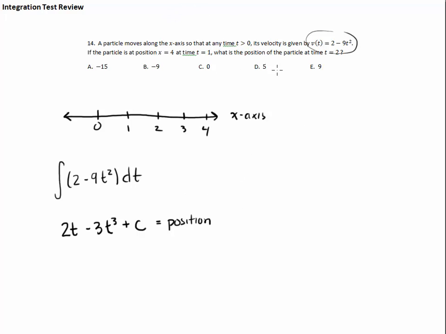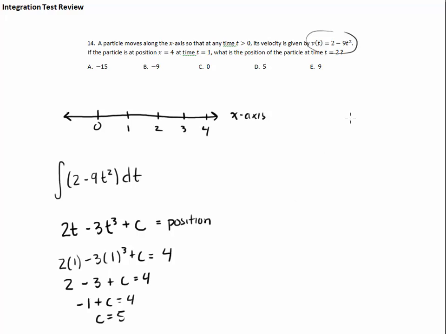I know for a fact, it says here, that at time t equals 1, I have to be at a position of 4. So let's figure out what the c value is. I plug in 1 for t, and I have to be at a position of 4. So 2 times 1 is 2, 1 cubed is 1, minus 3 plus c is 4. 2 minus 3 is negative 1, plus c is 4. Add 1 to both sides, and we get c is equal to 5.